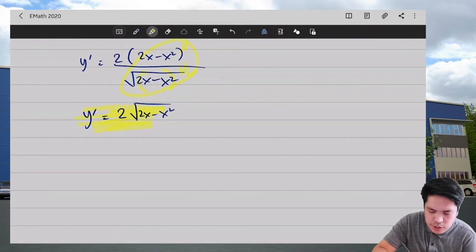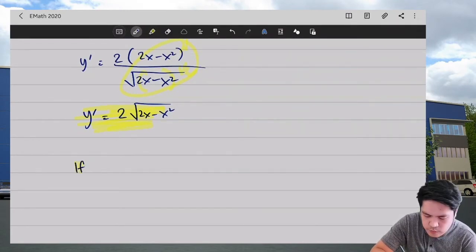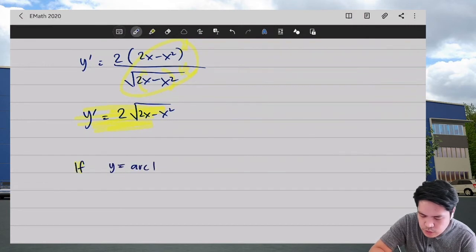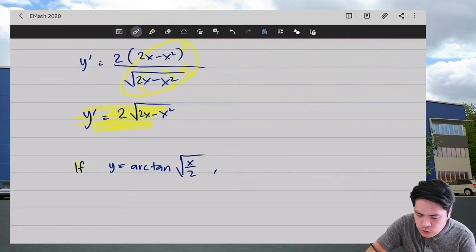Okay, for your third assignment, you have y is equal to arc tangent square root of x over 2. So you need to find y prime.